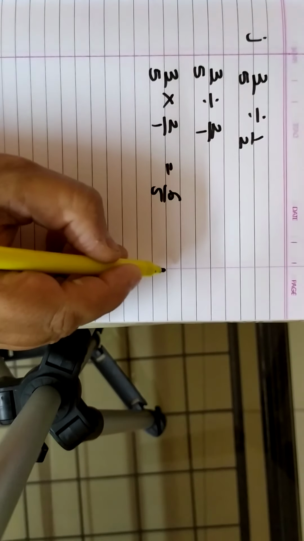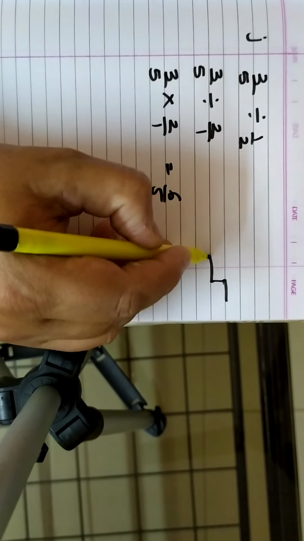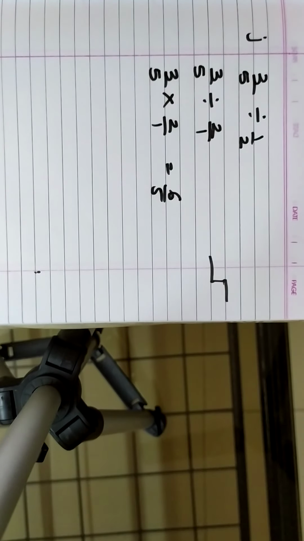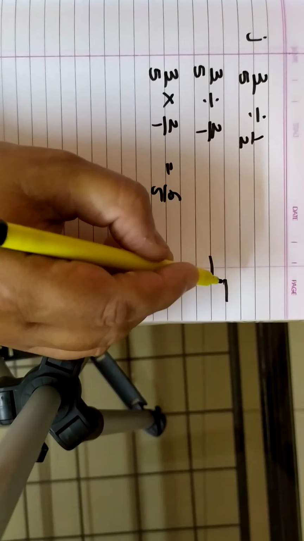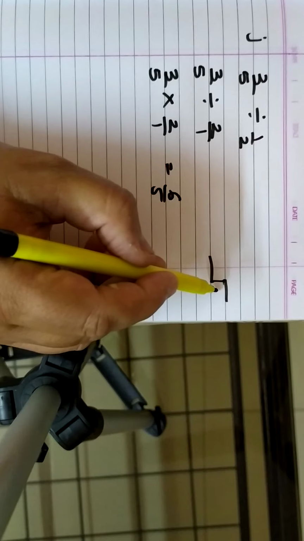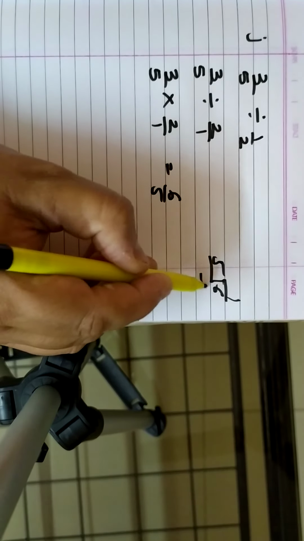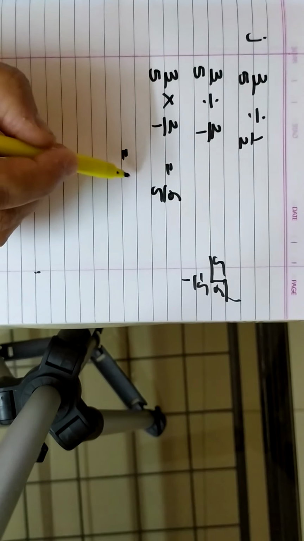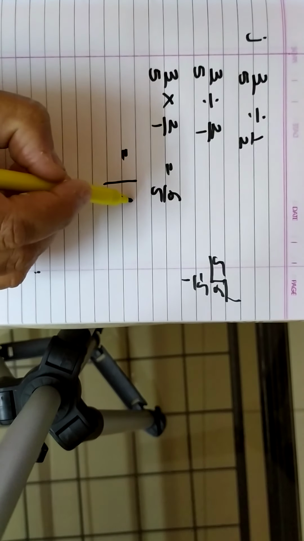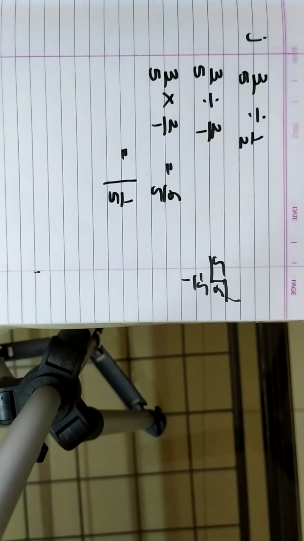Now we have learnt very well. By looking at the answer only we get to know that we need to do one more step, that is converting improper into mixed. 5 ones are 5. So it is one integer. 1 upon 5 is the answer. One integer 1 upon 5.